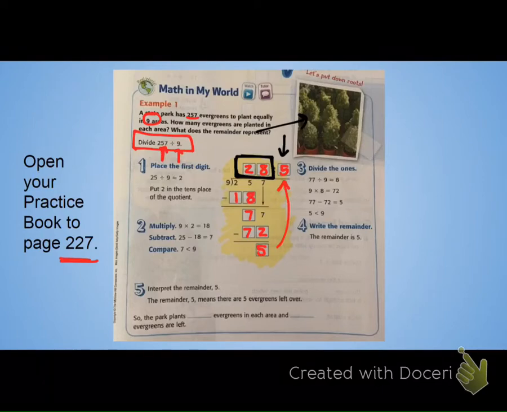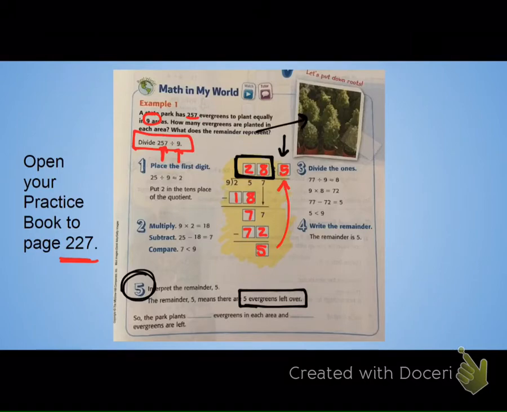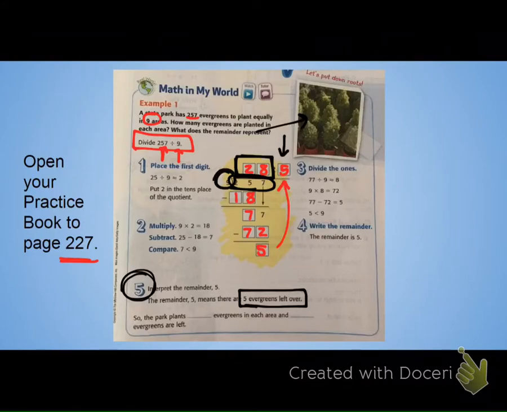So interpreting down here, let's go ahead and do number 5. Interpreting the remainder 5. The remainder 5 means there are 5 evergreens left over. It's the number we started with, we're putting them into 9 different sections. That 5 simply means that's the number that is going to be left over. The remainder, the extra part.